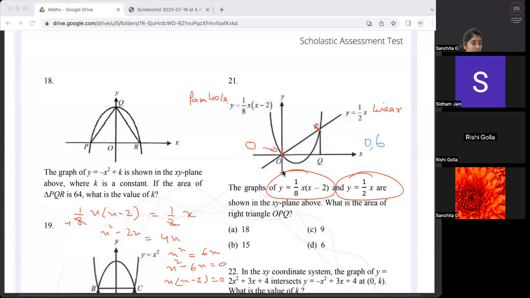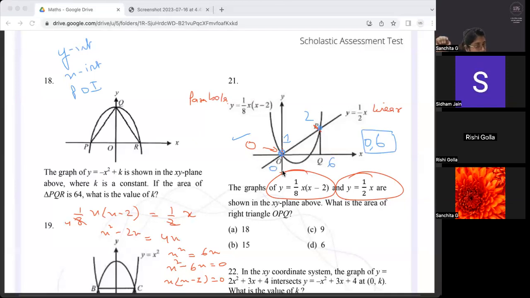Why did you equate y is equal to 1 by 2 x and y is equal to 1 by 8 x minus 2? Because I want to find the point of intersection. So for graph questions, 3 things: one is y-intercept, other is x-intercept, and the third is point of intersection. My one point of intersection is this, the other is this, and I got 0 and 6. That means this is 6 and this is 0.